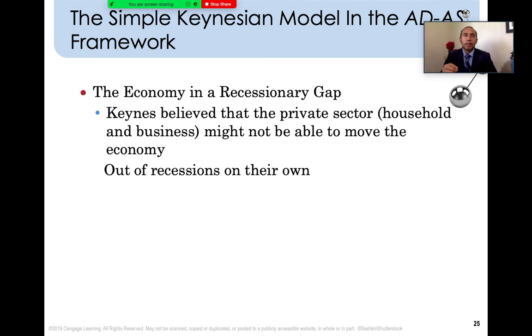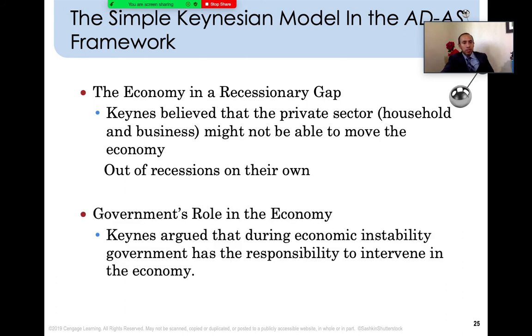So if the economy is in a recession, Keynesians believed that the private sector, the business and household sector combination, might not be able to move the economy out of a recession on its own. It's possible, but it could take a long time. The private sector needs further stimulus from government, and households need some form of government stimulus as well. So the government should play a major role in stimulating economic activity.